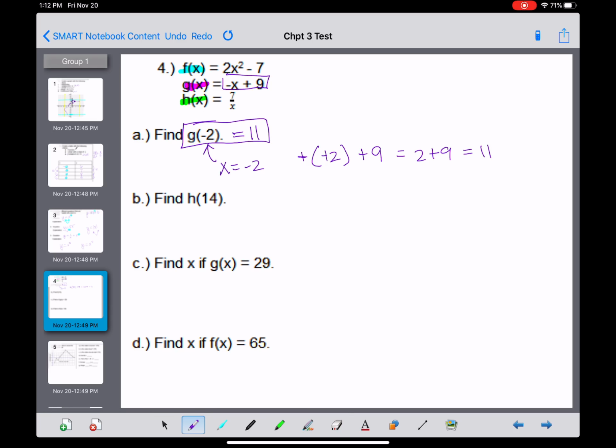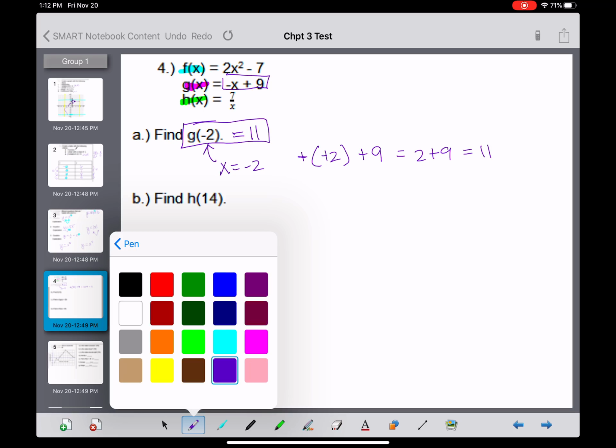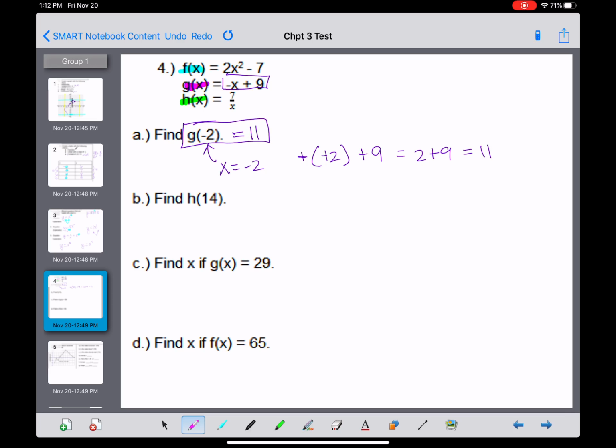H of 14. So this time I am going into my green function. Instead of plugging in x, I'm going to plug in 14. 7 over 14 can be simplified down to 1/2. So h of 14 is 1/2.